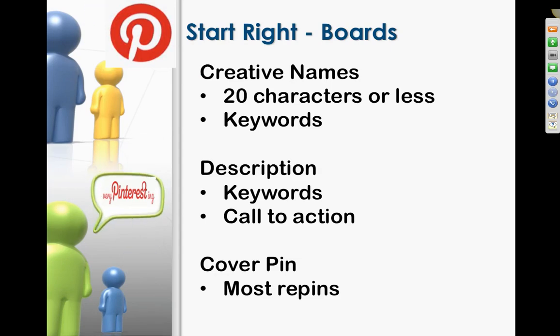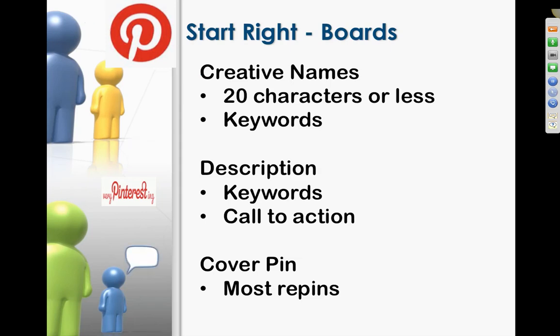You also get to choose your cover pin, and the cover pin is that picture that is the largest one on the board, the one that everybody sees. So quite often what you're going to do there is you're going to look for the picture that has the most repins, but sometimes not. Sometimes you could have a picture that you've incorporated some text into and done an overlay that tells people what this board is all about, what you're all about, those types of things as well. So, sometimes you want to be a little bit more strategic on that cover pin to grab the attention of people rather than, the most repinned photo usually does grab the attention because it's a really good picture.